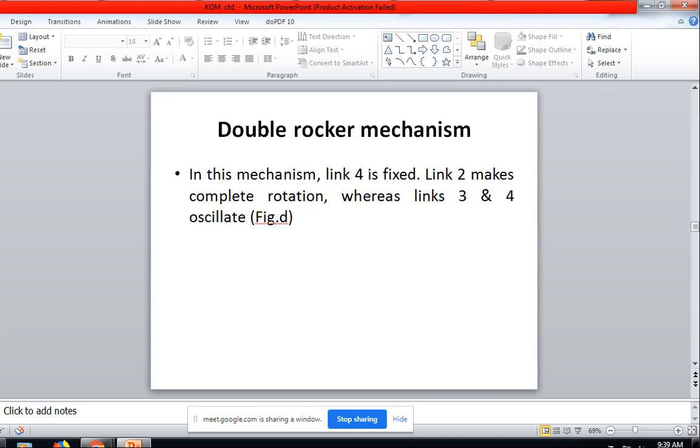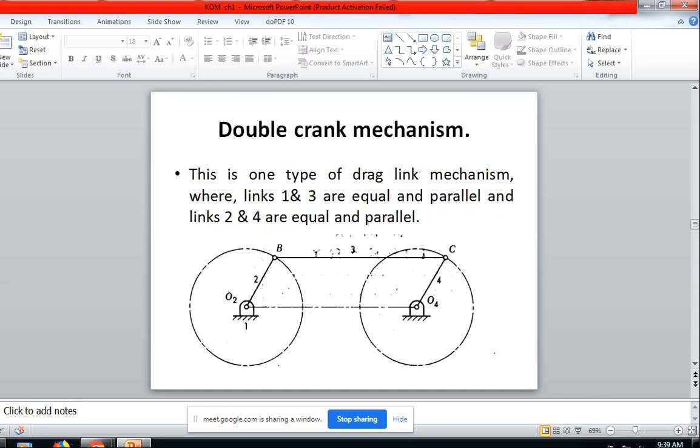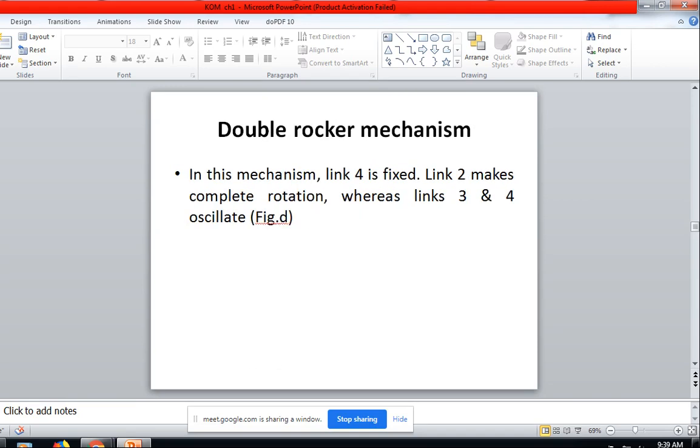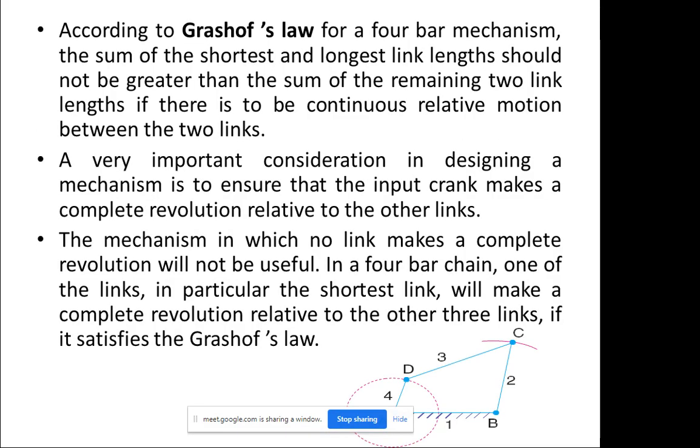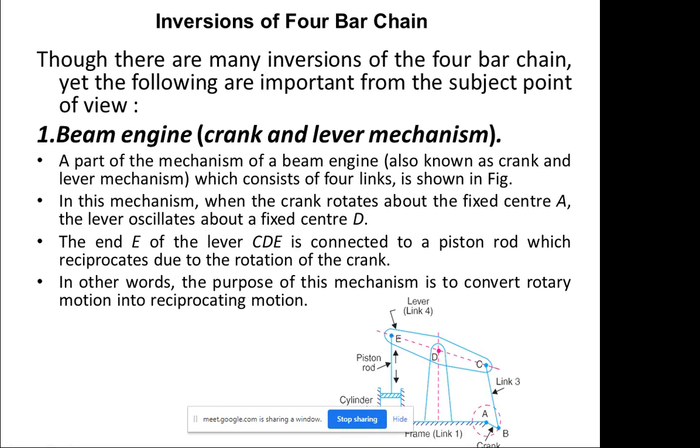Another thing you see, the last one was about the double crank mechanism we showed, where only 2 links are going to oscillate, or double rocker also, or where link 4 is there. So these are the different inversions possible for the 4-bar mechanism, and it should obey the Grashof law. Now we'll see the different inversions for the 4-bar chain with some applications.